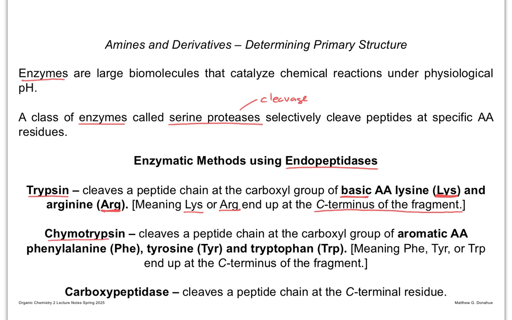Chymotrypsin cleaves the carboxyl end of aromatic amino acids, including phenylalanine, tyrosine, and tryptophan. So again, as it's reading the chain from the N on the left to the C on the right, if it encounters Phe, Tyr, or Trp, it's going to read it, hit it, and then cleave. So those amino acids will end up at the C terminus of the newly resulting fragment.